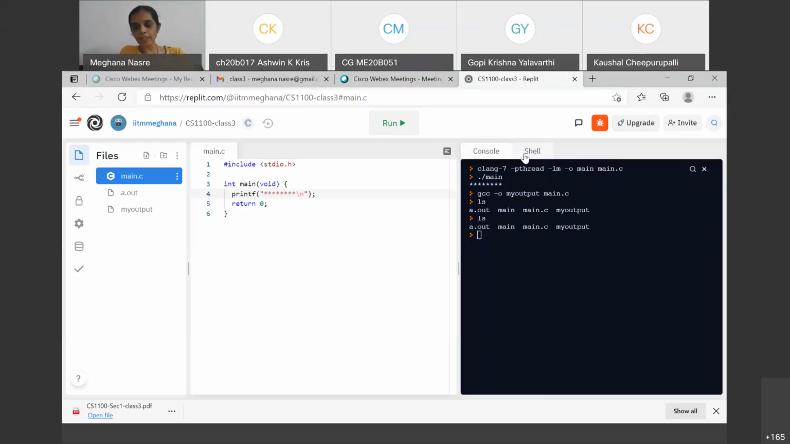This is a new platform that we are also using to make sure that students get the same kind of environment that we have in our labs.